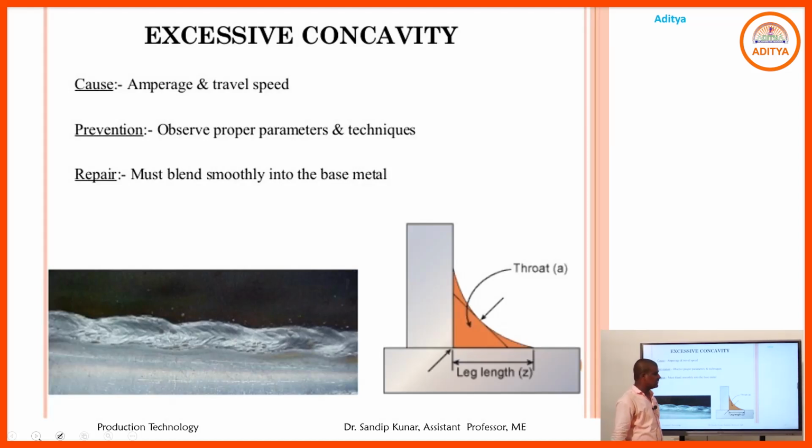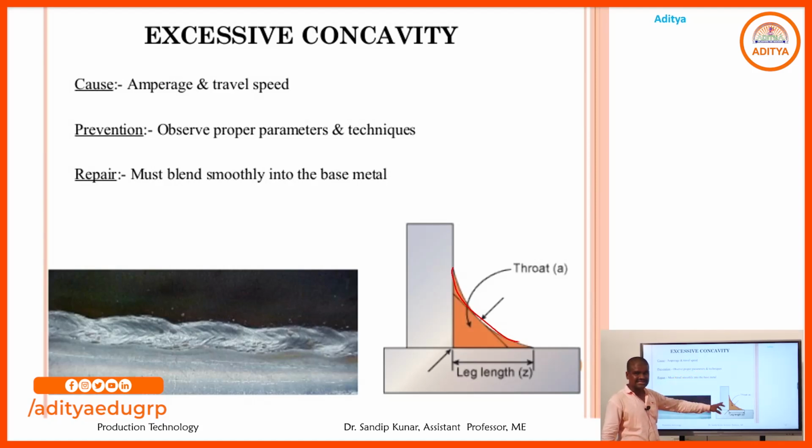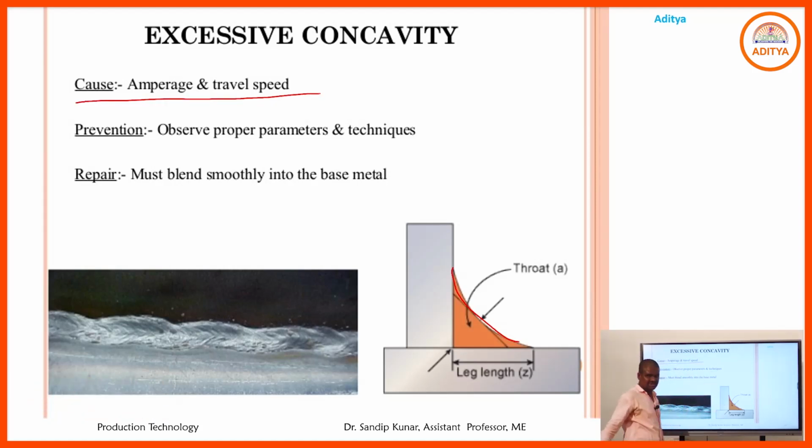Excessive concavity means a concave, extra concave type of shape will be formed, where most of the space does not fill up with molten metal. Due to that, sometimes an excessive concavity shape will be formed in the welding zone. So what are the causes? Amperage and travel speed. How to prevent it? First, observe proper parameters and techniques. And how to repair? It must blend smoothly into the base metal. If we mix the molten metal with the base metal, we do the welding properly.